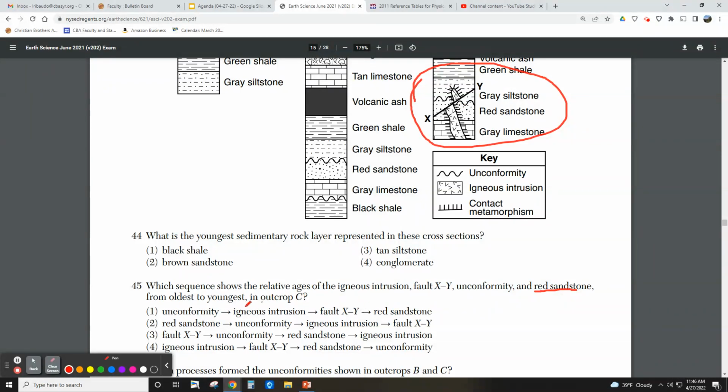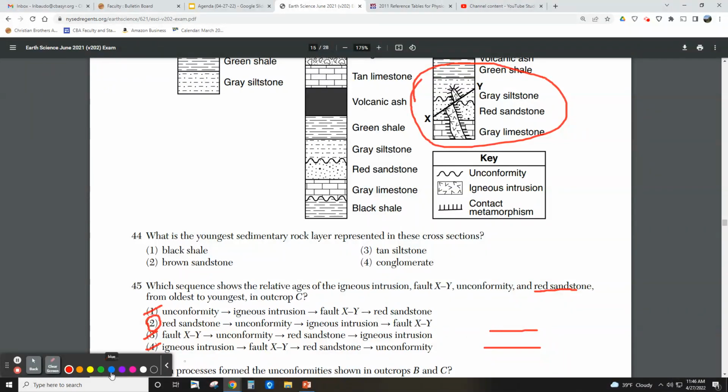And you know what? That actually gets rid of everything except for our correct answer. That gives us number 2 as the correct answer because the red sandstone is the first thing. So if we think about the sequence here, here's the sandstone forming. We form all that sand and it gets compressed and compacted.